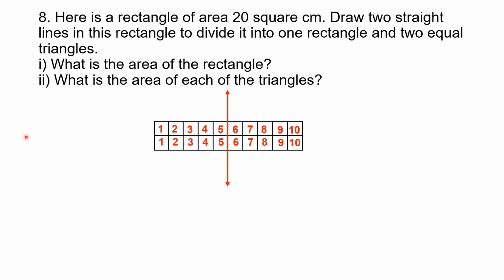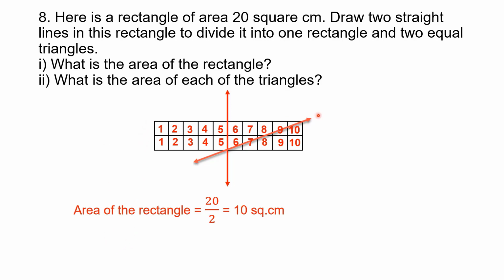Now draw another line to divide one rectangle into two equal triangles. Now this straight line divides this rectangle into two equal triangles. Let us find the area of the rectangle.